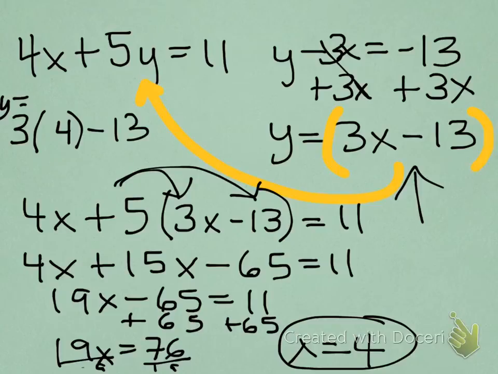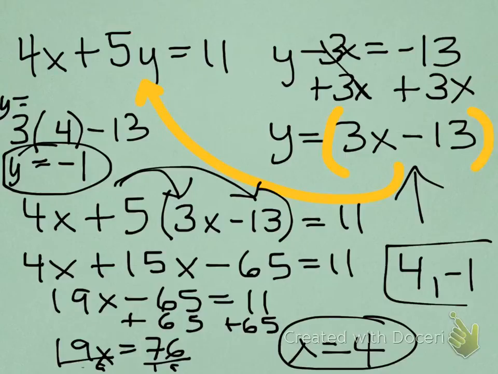And I get 12 minus 13, so that would be -1. If I write it as an ordered pair, I have 4, -1 as my answer.